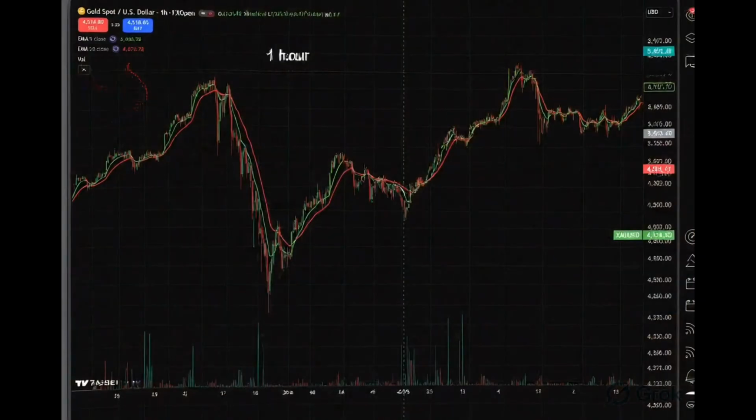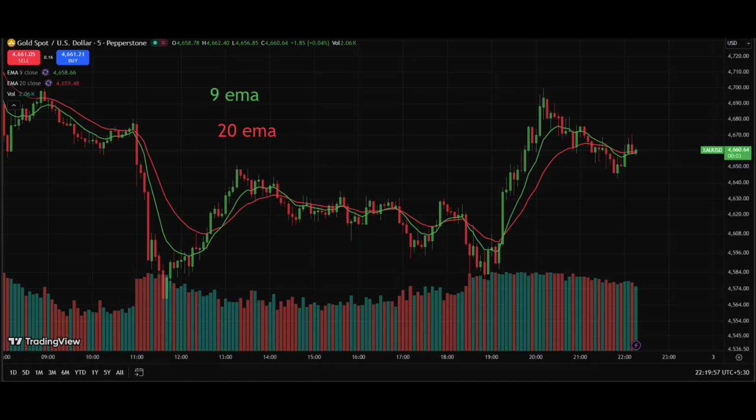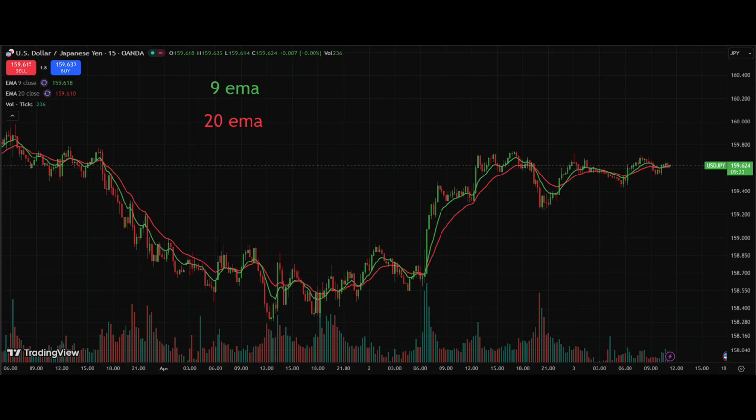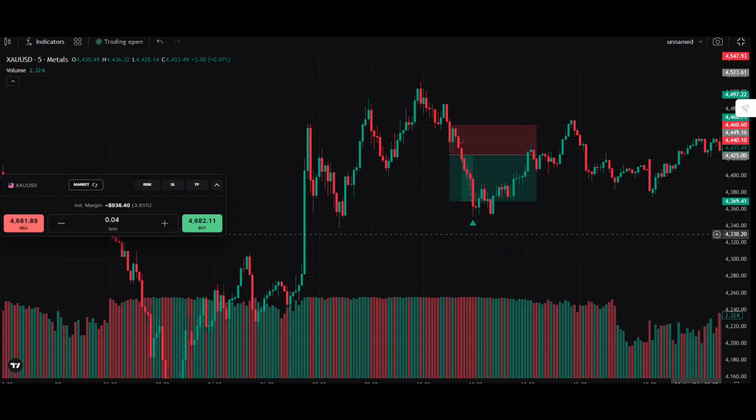So, what are these 2 lines? An EMA, exponential moving average, tracks the average price over a set number of candles. But unlike a basic moving average, it puts more weight on recent candles. That means it reacts faster. In a market that moves as quickly as Forex, that responsiveness is the difference between getting in at value and chasing price. I use 2.